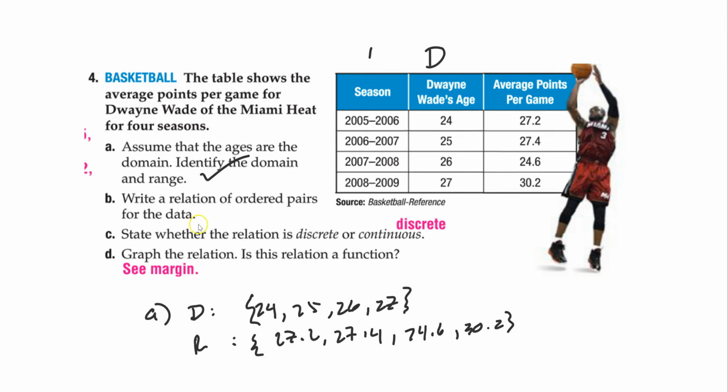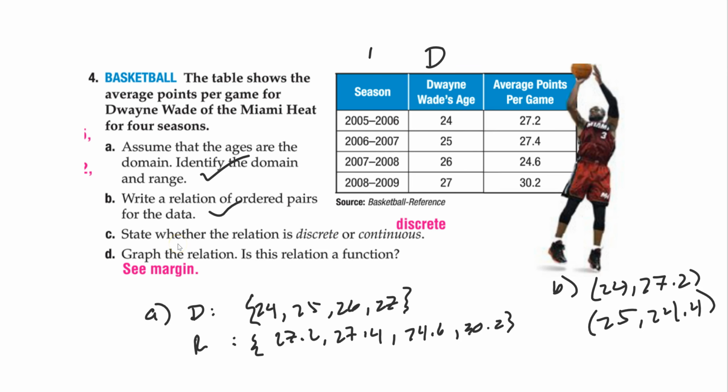Write a relation of these ordered pairs. Oh, I don't want to do this. B, so they want to put in ordered pairs like 24 and 27.2, right? The little relation. That lets you know, hey, when it's 24, you average that many points. And I'll do 25 and 27.4 and I'll stop there because I am lazy. So you get that. Done.